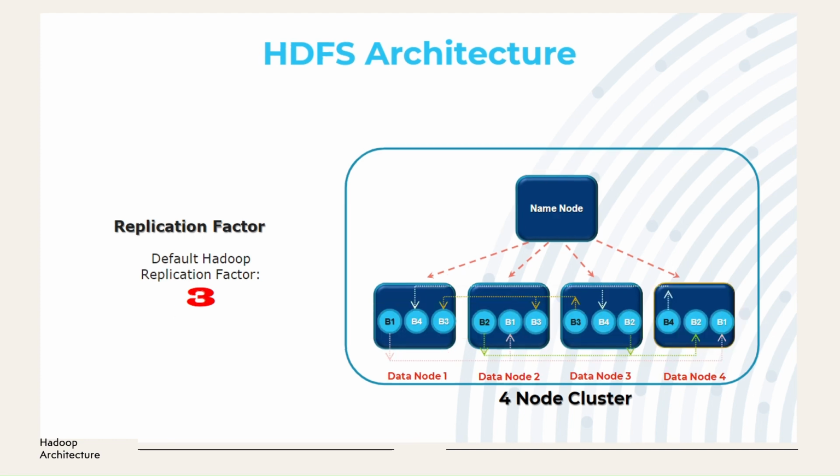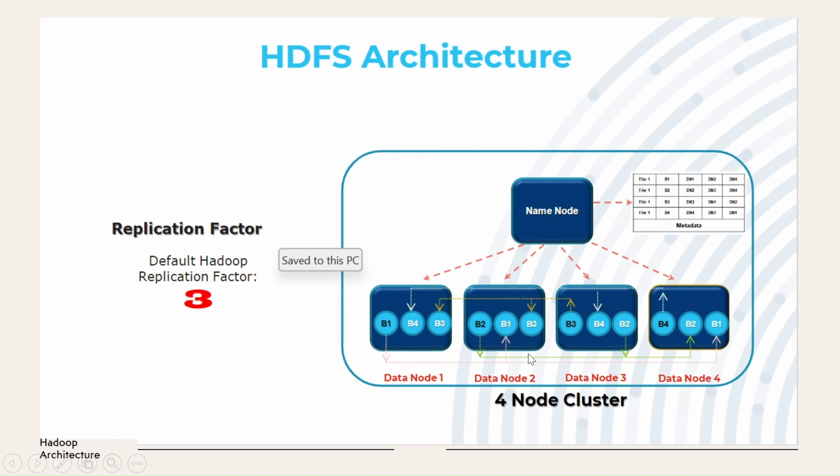So what will happen is, once b1 is stored here, another b1 data block will be stored at a different data node, and another data block will be stored at yet another data node. You can check here, so that if any data node goes down, we will still have our data safe.